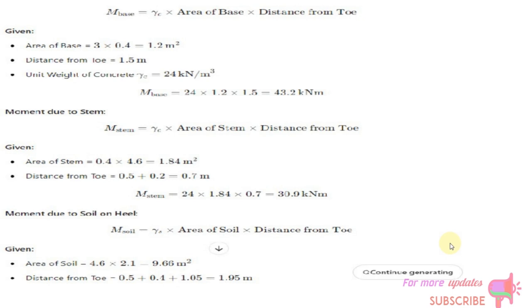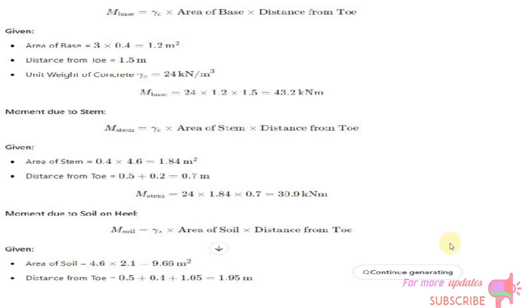Moment due to stem equals unit weight of concrete, 24 kN per cubic meter, multiplied by area of the stem, 0.4 times 4.6, multiplied by the horizontal distance from the toe to the center of the stem, which is length of toe, 0.5, plus half of 0.4 meters, which is 0.7 meter. This gives 30.9 kN meters.